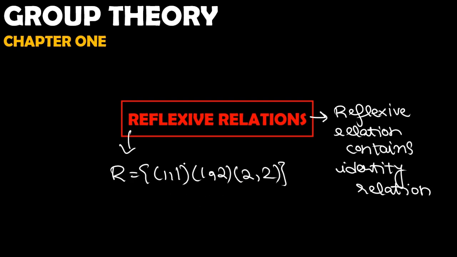But in an identity relation, you have to take only the mirror images, only the mirror elements. In a reflexive relation, you take the mirror images as well as other pairs. 1 is related to 1, 2 is related to 2, but in this relation 1 is related to 2 as well. I hope you understand the concept of it.